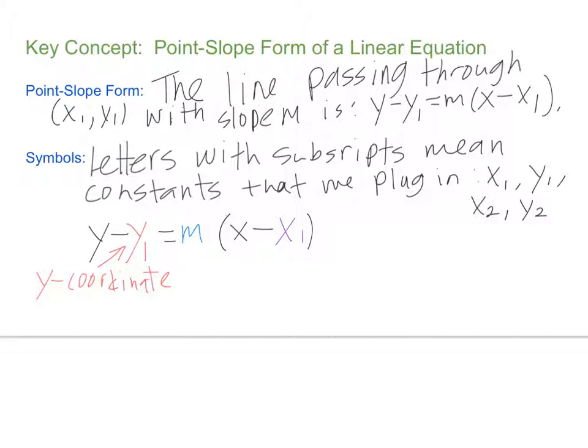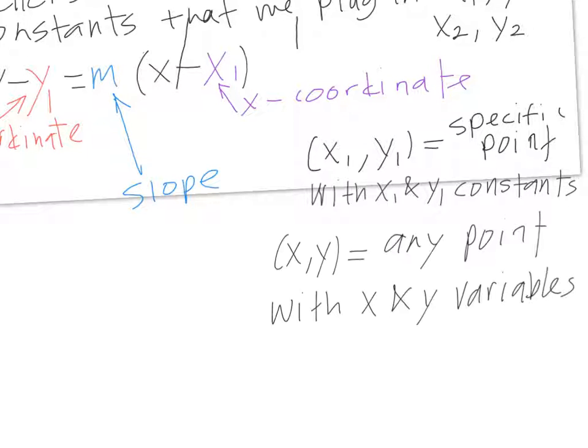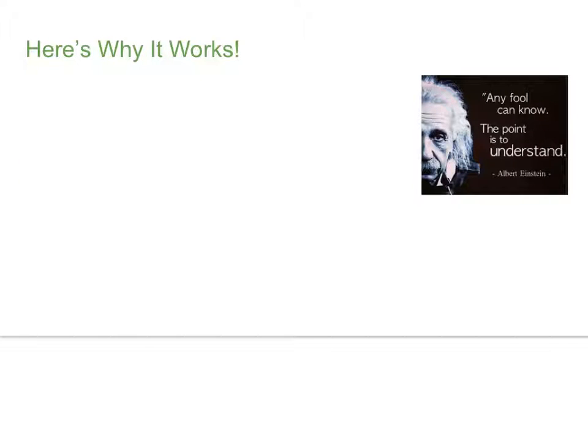Y sub 1 is called the y-coordinate. X sub 1 is called the x-coordinate. And, of course, m is called the slope of the line. So x sub 1, y sub 1 is a specific point with x sub 1 and y sub 1 constants, and x comma y is any point with no subscripts, with x and y being variables. As far as why it works, I'm going to derive this formula, but I'll do this in class.